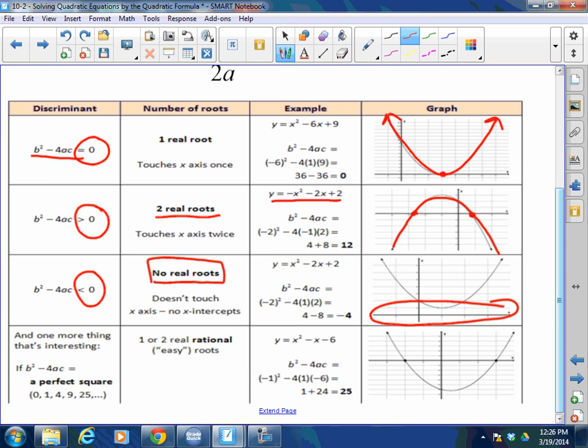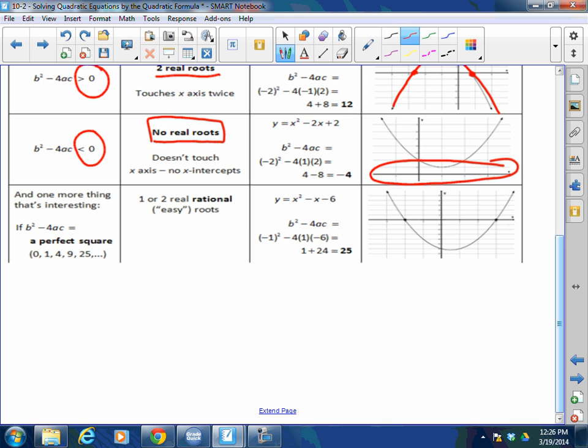Okay. And last but not least, if b squared minus 4ac is a perfect square, you have 1 or 2 real rational or easy roots. What does that mean? Let's say, in this case right here, I've got negative 1 squared minus 4 times 1 times negative 6. That's 1 plus 24. That's 25. Square root of 25, that's going to be a positive, right? So you know you're going to have two solutions. However, you could have one if it was a perfect square.